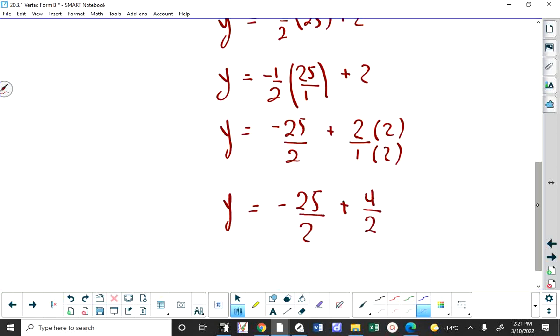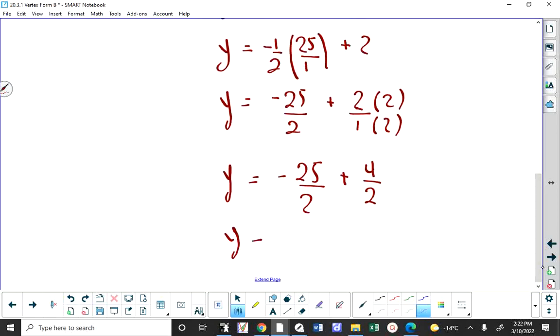Listen to how I say that. I don't say -25/2. I mean, it is. I say -25 halves, because then I can say to you it's like having -$25 plus $4. You get -$21. That's why we need a common denominator. So the y-intercept is -21/2, or -10.5. There's nothing wrong with saying -10.5.